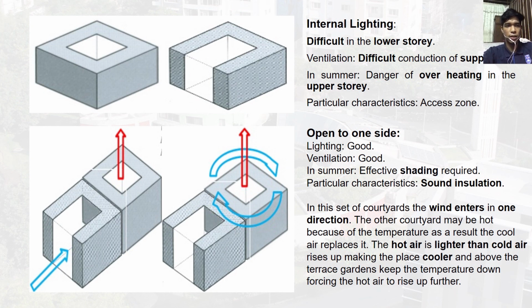Okay, so this is the example of internal lighting. For the first row of images, the difficulty in the lower story is that ventilation is difficult, conduction of supply air, and in summer there is danger of overheating in the upper story, and the particular characteristic is for the access zone. And for the one open to one side, the benefit is that lighting is very good and ventilation is good. In summer, effective shading.